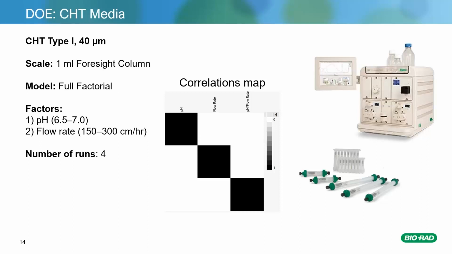In order to get more information about the purification performance of these 3 mAbs, a DOE study was executed on CHT resin. It was a full factorial design performed using 1 ml column and NGC chromatography system. It was a very simple design which required only 4 runs. Factors tested were pH and the linear flow rate.